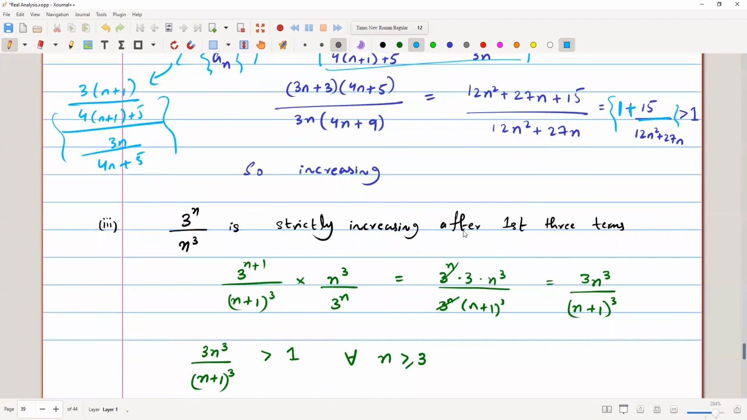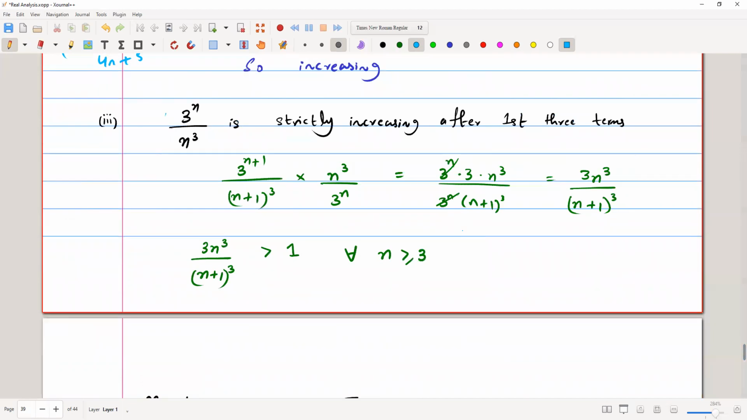And now we have one more example, that 3 to the power n over n cubed is strictly increasing after the first 3 terms. So after the first 3 terms means that this is going to be strictly increasing after the first 3 terms. The first 3 terms might be increasing or decreasing. We don't bother about the first 3 terms. We check after the first 3 terms.